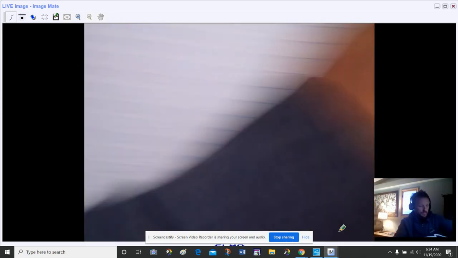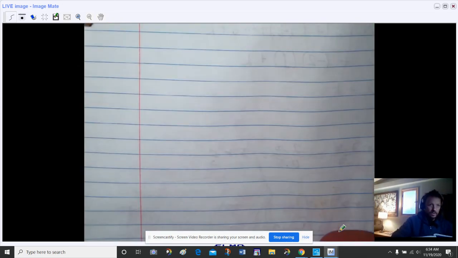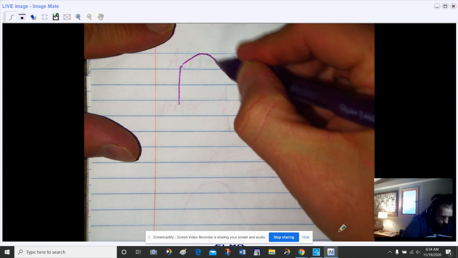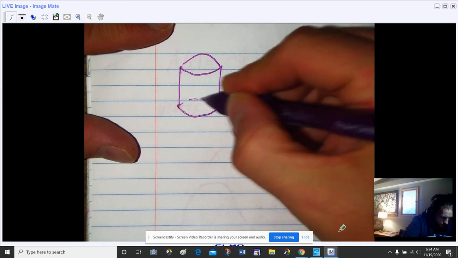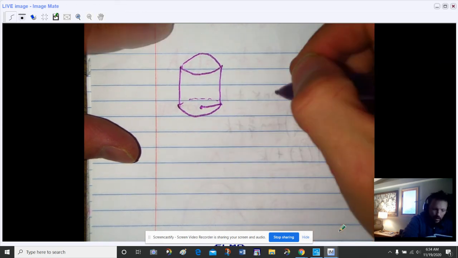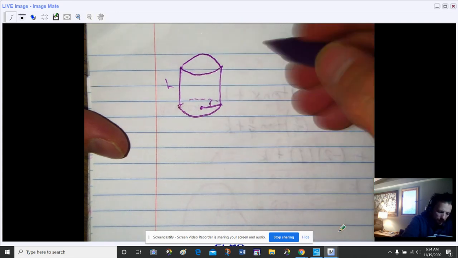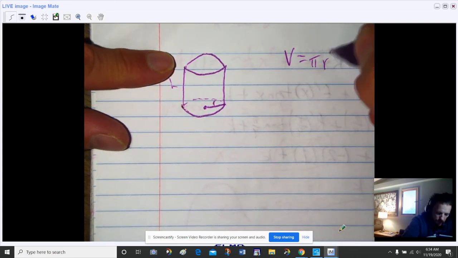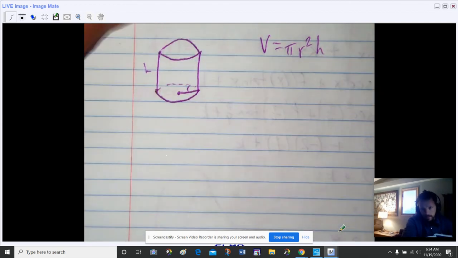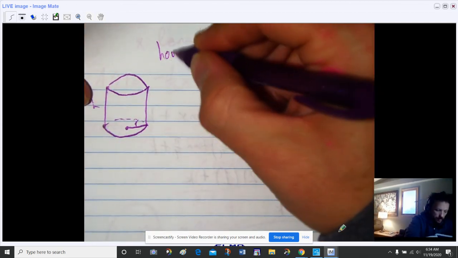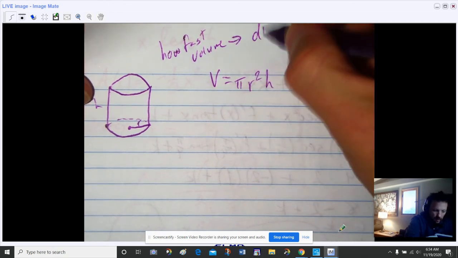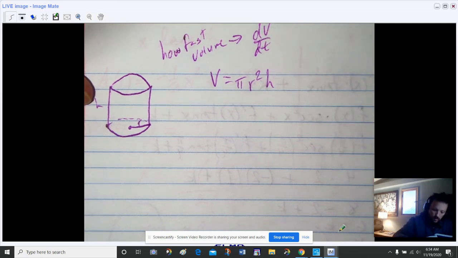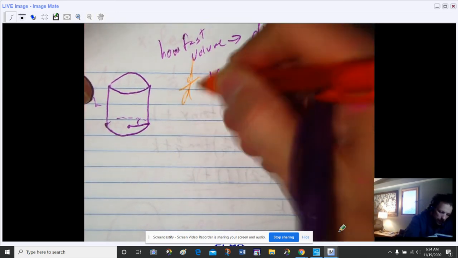So we got this cylinder. It's a can. All right. So we have r and we have h. We know V equals pi r squared h. We want to find how fast the volume is changing. So how fast volume, that means dV over dt. That's what we need. So we're going to take the derivative of this with respect to time.